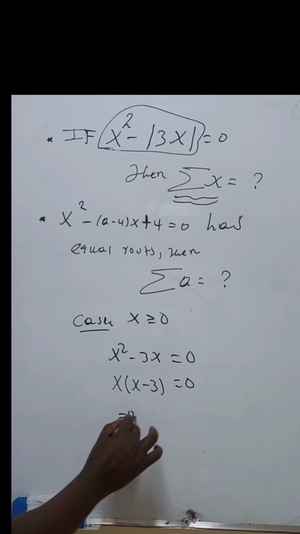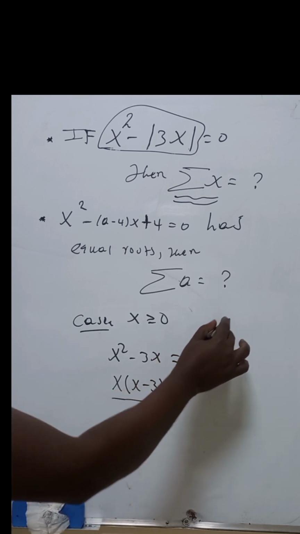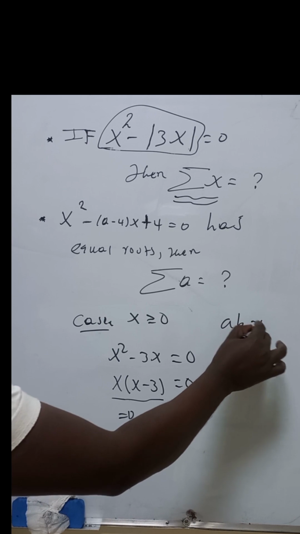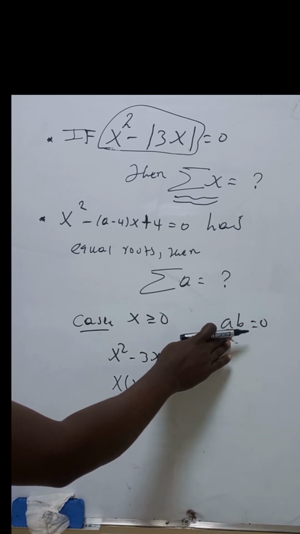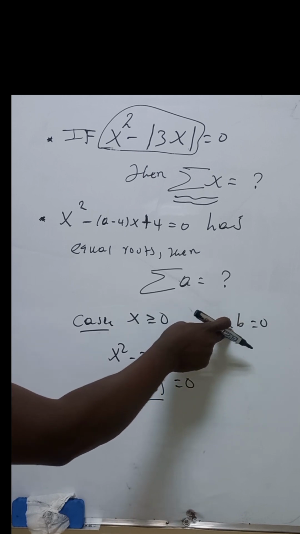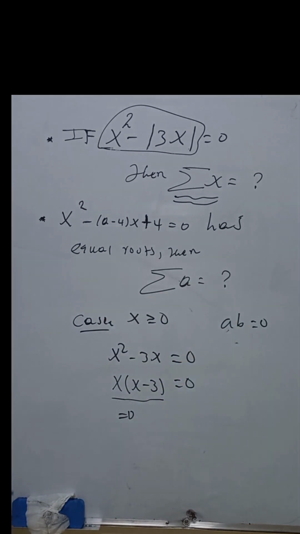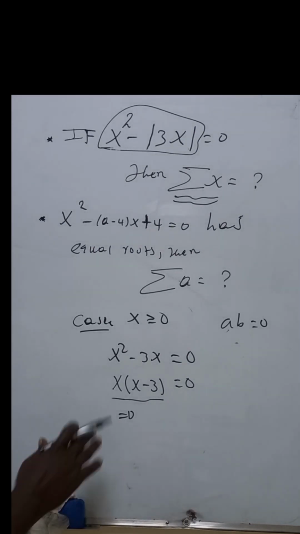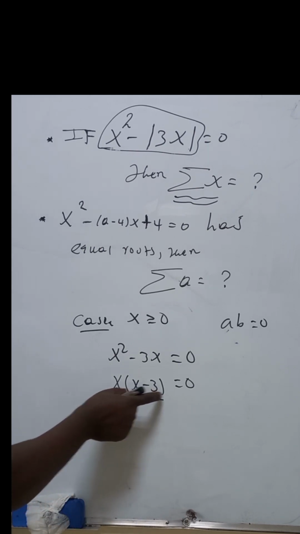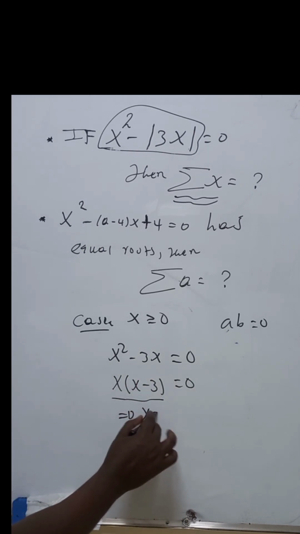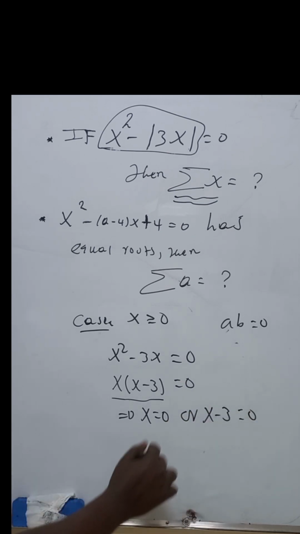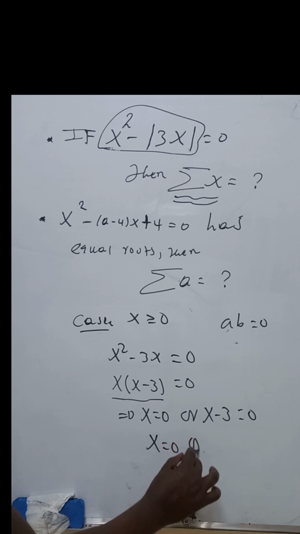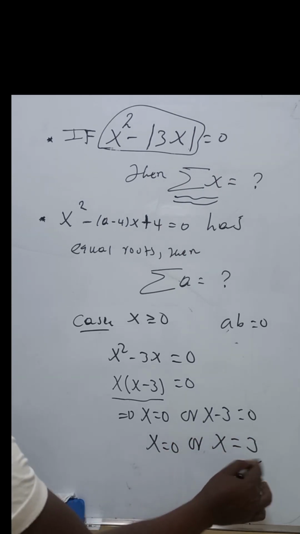0, and this implies that the product of two numbers will be 0 if either this one or this one is 0, or both are 0. If either of them is 0, their product is 0 because any number multiplied by 0 is always 0. That's the case. So because of this, the product will be 0. This implies that either x is 0 or x minus 3 is 0. Now x is equal to 0 or x is equal to 3.